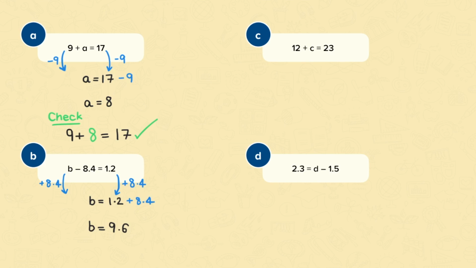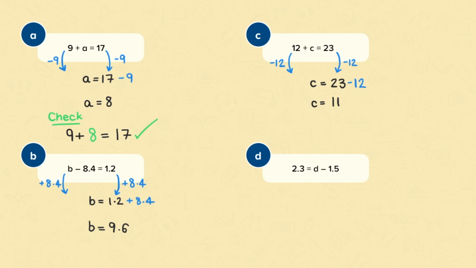It is now your turn to try C and D. Pause the video now. Let's check your answers for questions C and D. 12 plus C equals 23. We do the inverse of adding 12, so take 12 from each side, and you get C equals 11.